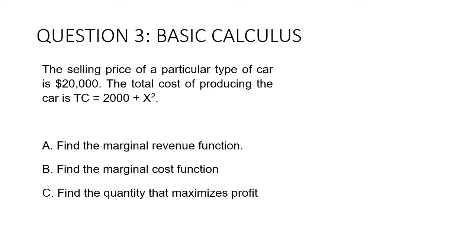The selling price of a particular type of car is 20,000. The total cost of producing the car is: total cost is equal to 2,000 plus x squared. Part A is to find the marginal revenue function, part B is to find the marginal cost function, and part C is to find the quantity that maximizes profit. So let's get into it.